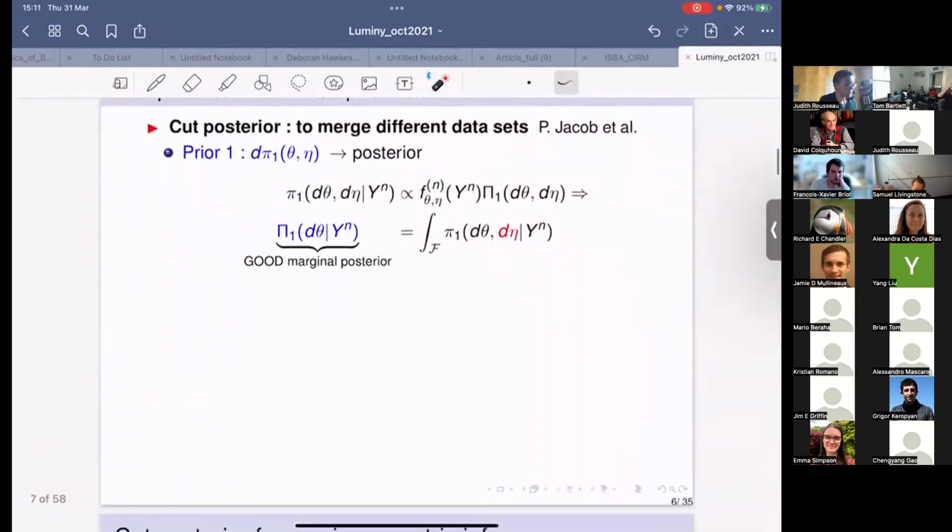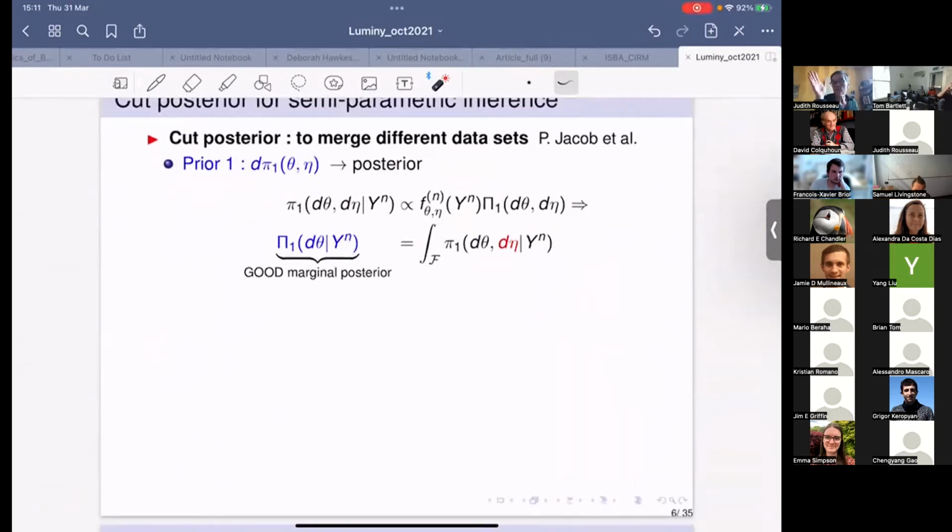Here in our context, it's going to be a bit different because we have just the same data set, but we're going to use two different priors. You have a prior pi1, a prior on the full parameters theta and eta, but it's targeted so that you know the posterior on theta is well behaved. For instance, the posterior on theta satisfies the Bernstein-von Mises theorem. You compute the full posterior distribution on theta and eta, you integrate out eta, and you recover the marginal posterior distribution on theta given Y. And pi1 has been chosen so that you know it's well behaved.